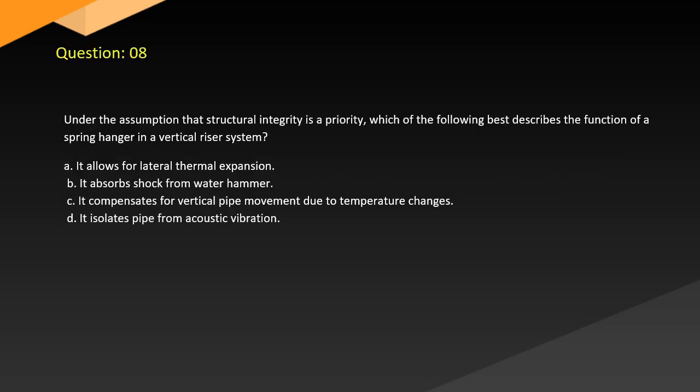Question 8. Under the assumption that structural integrity is a priority, which of the following best describes the function of a spring hanger in a vertical riser system? A. It allows for lateral thermal expansion. B. It absorbs shock from water hammer. C. It compensates for vertical pipe movement due to temperature changes. D. It isolates pipe from acoustic vibration.